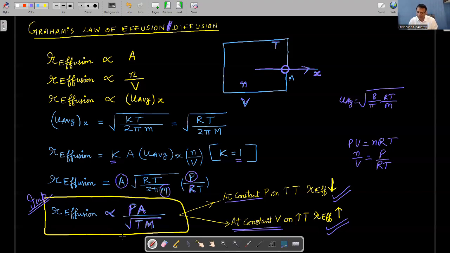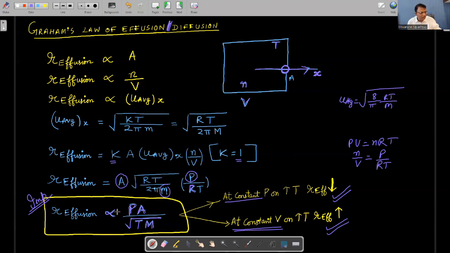Then you can relate, because they can ask about an isochoric process or an adiabatic process. They can ask very good questions using this concept. You know that for an adiabatic reversible process, PV to the power gamma is constant, right? Or you can write the temperature-pressure relation and find out how the rate of effusion is going to vary. So these are the 4 factors on which rate of effusion depends.